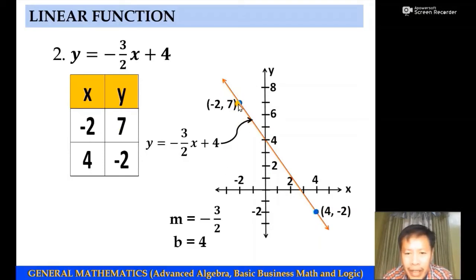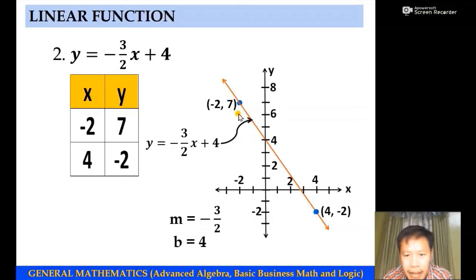We will start from y. Take note, you are always going to start with change in y because that is our numerator. Change in y is either going down or going upward. Change in x is either going to the right or going to the left. That is why this is negative. Take note, we are looking for the slope.